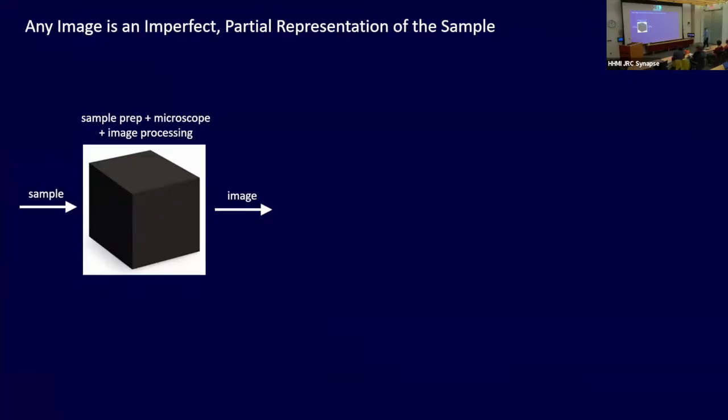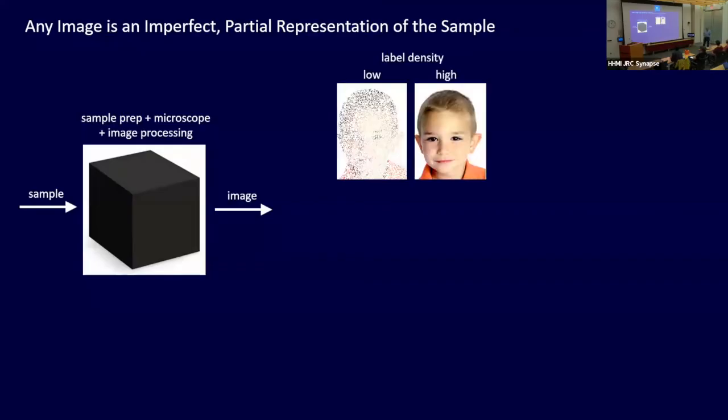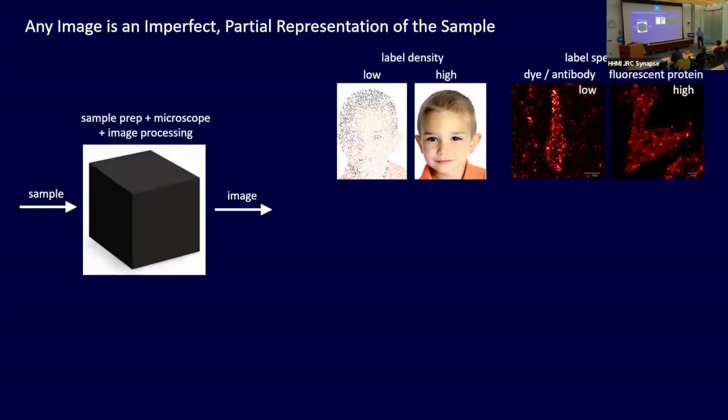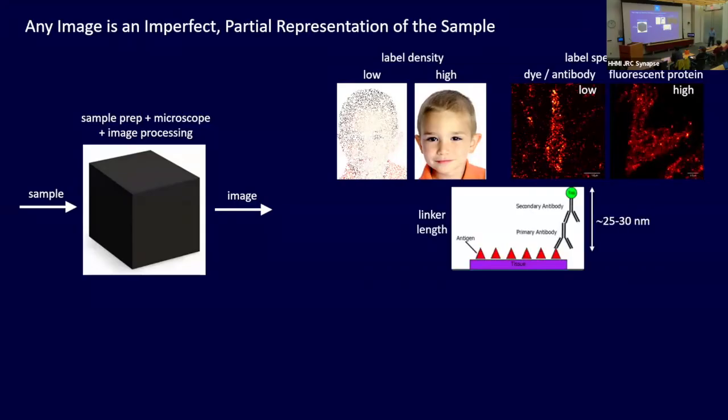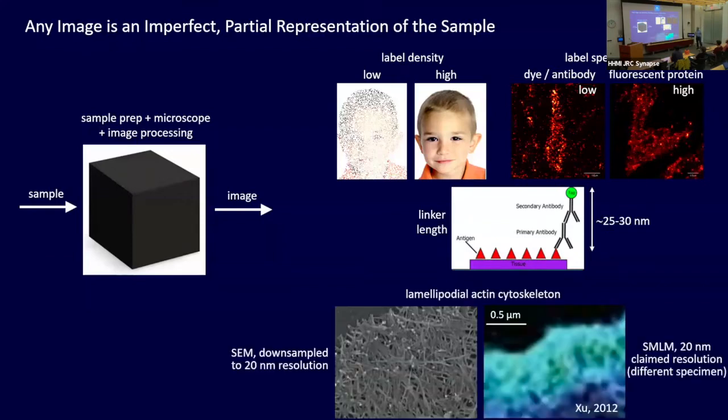Well, let's start with the fact that any image is an imperfect representation of the specimen. I think of it as a sausage factory: you have a biological sample that goes in, some unsavory things happen, and an image comes out. For super resolution, labeling density is always a challenge. Specificity of the label, since you're only looking at the fluorophores and not the underlying proteins you care about. Linker links then create additional confusion.